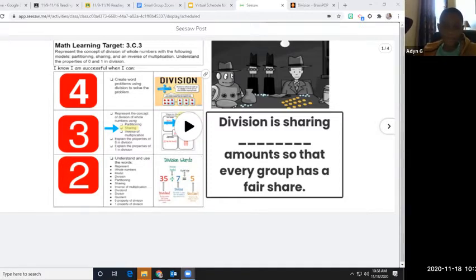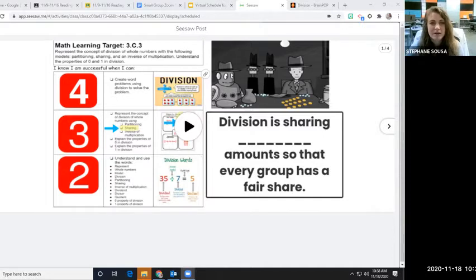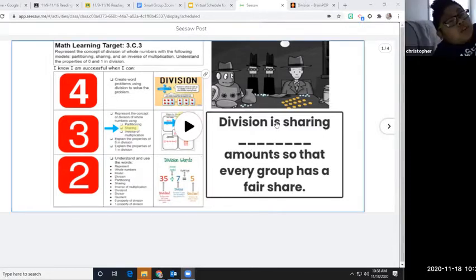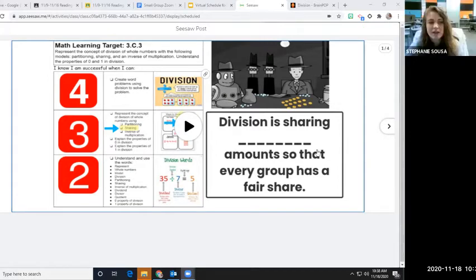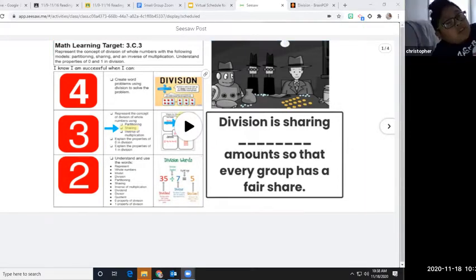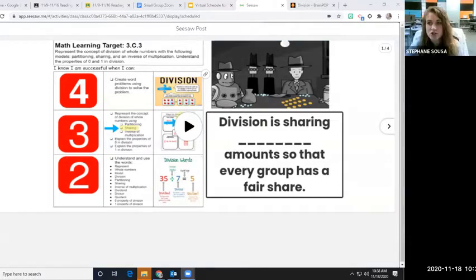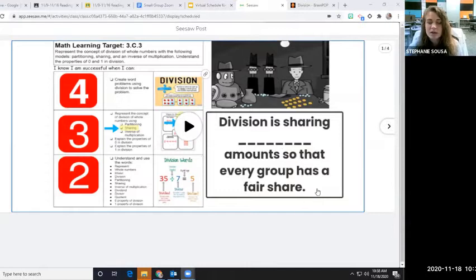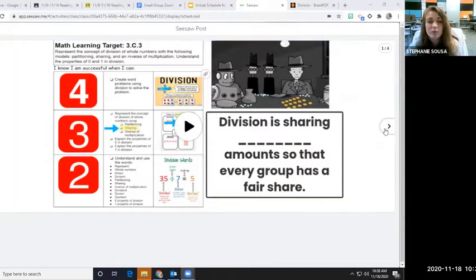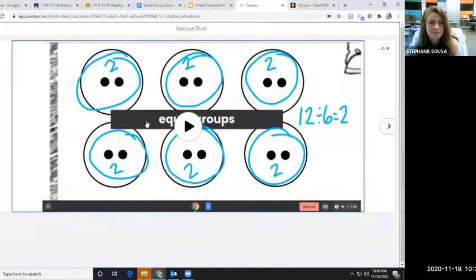Equal. That is a fancy word for same. So yes, division is sharing equal amounts so every group has a fair share. That is correct. So we're working with equal groups, just like we did in multiplication, but now we're going to break down an amount into smaller equal groups, okay? Here is an example of an equal group equation with division as sharing.